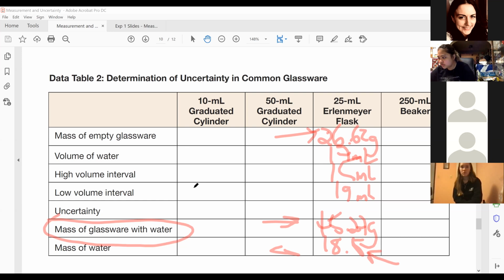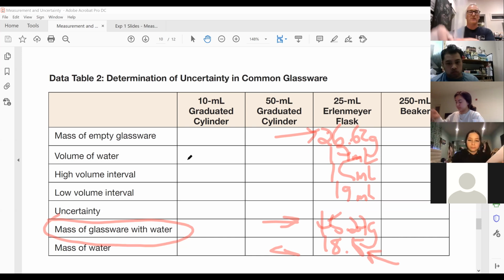If you ever wonder what it is, that's actually written right on the top of the cylinder. It says 50 colon 1.0, meaning that every one of these marks is 1.0 mils. On the 10 mil cylinder, it has 10 colon 0.2, meaning that every mark is 0.2 mils. That's the meaning of those.